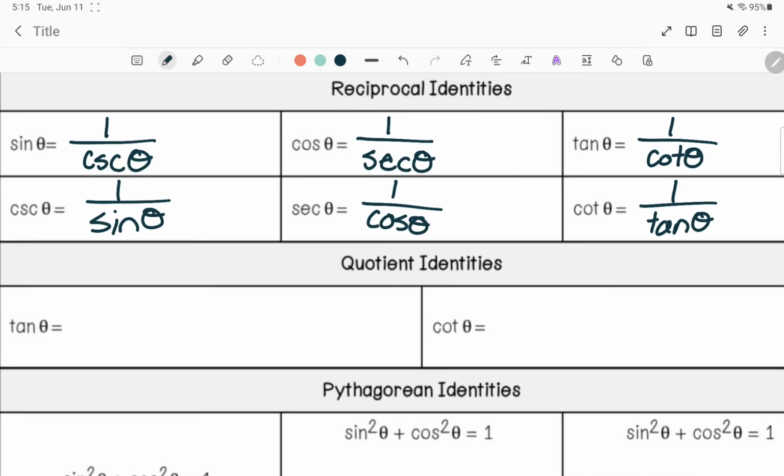So not only do we have reciprocal identities, we also have quotient identities. So our quotient identities look like this. So tangent of theta is the same thing as sine theta over cosine theta. Cotangent theta, so if cotangent is equal to 1 over tangent theta, then that means cotangent of theta as a quotient identity would be 1 over sine over cosine, which gives us cosine theta over sine theta.